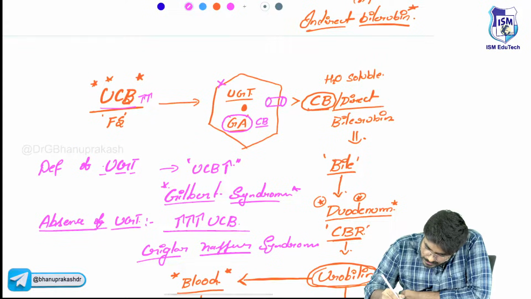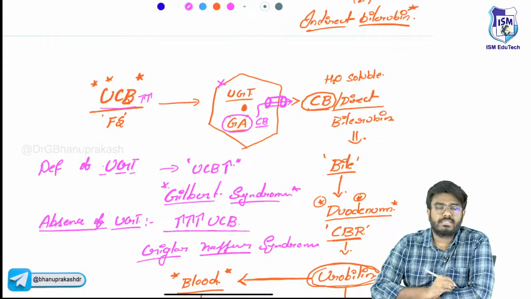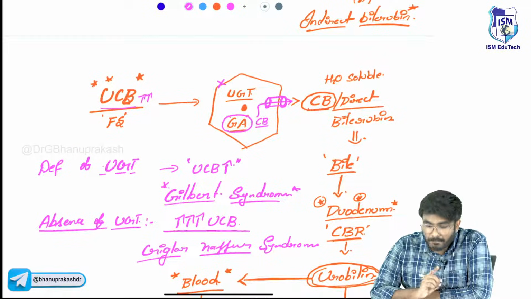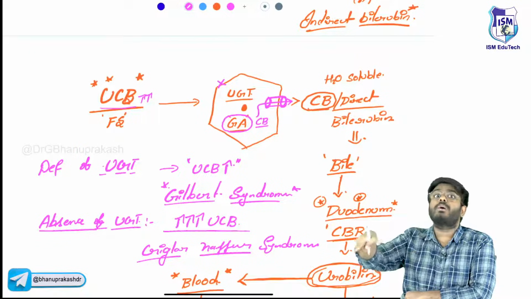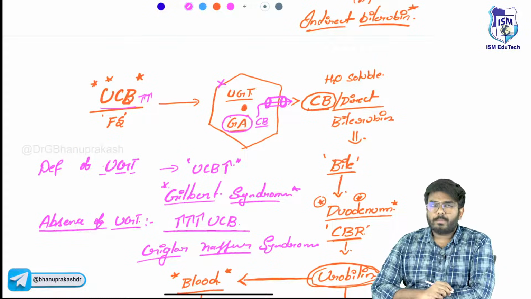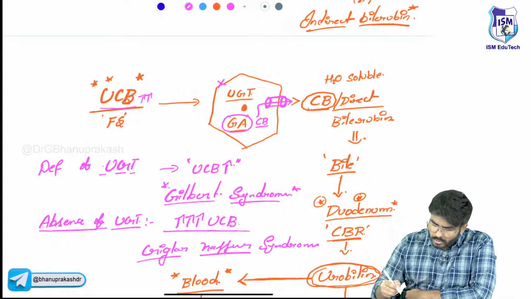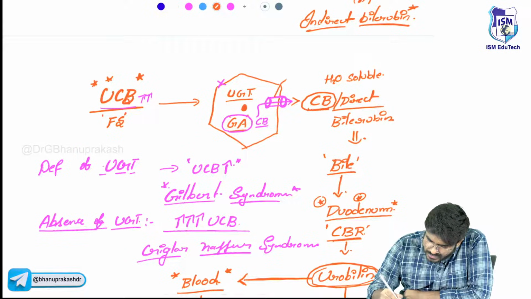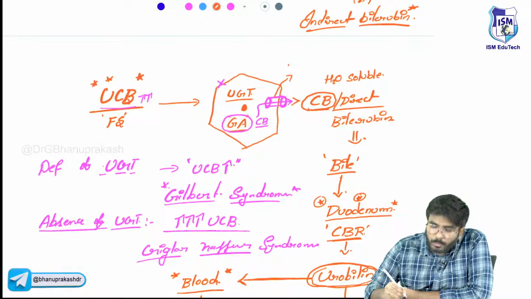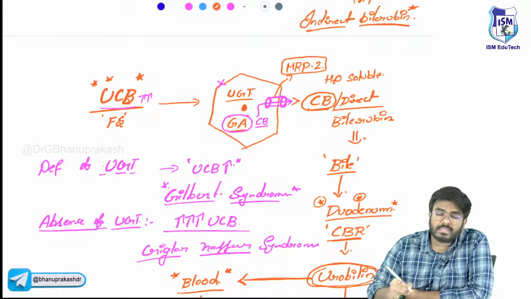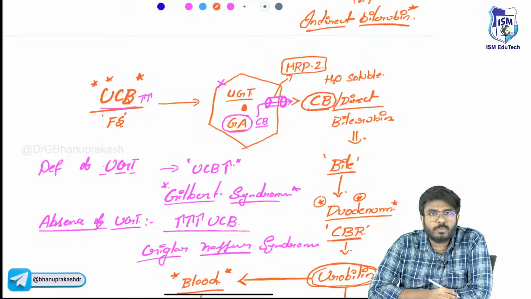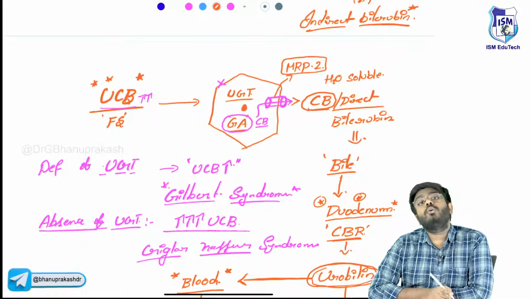Now there is a transporter which helps in sending this conjugated bilirubin out of the hepatocytes. Where conjugated bilirubin is getting formed, but it is not going out into the biliary system, it's not going into the bile. Why is it happening? Because this transporter is defective. The name of this protein is MRP2. This MRP2 transporter, which was supposed to send the conjugated bilirubin into the bile, is not functioning.